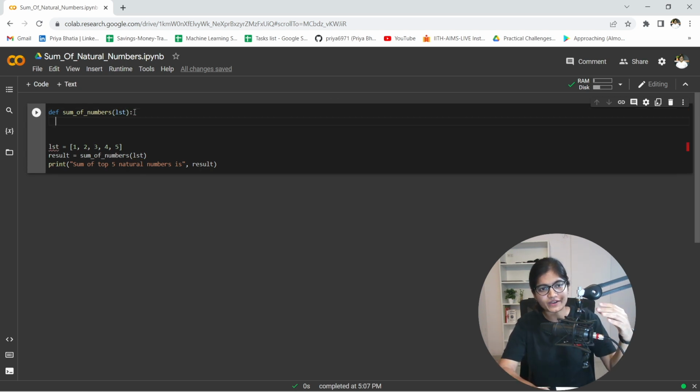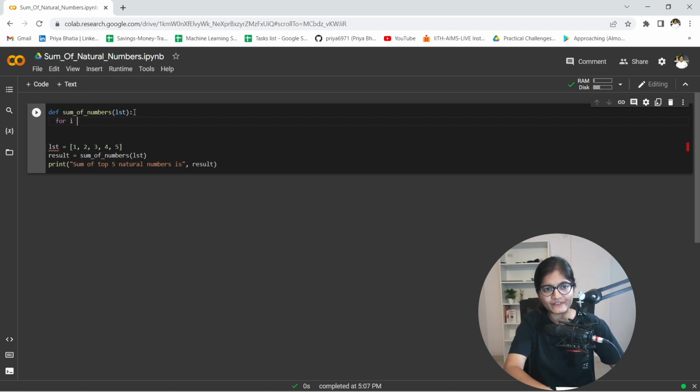I hope everyone is aware of the concept of loops in Python and how they work. There are mainly two loops, for loop and while loop. So I will make one for loop which will start by default from 0 and go until the length of the list that I have.